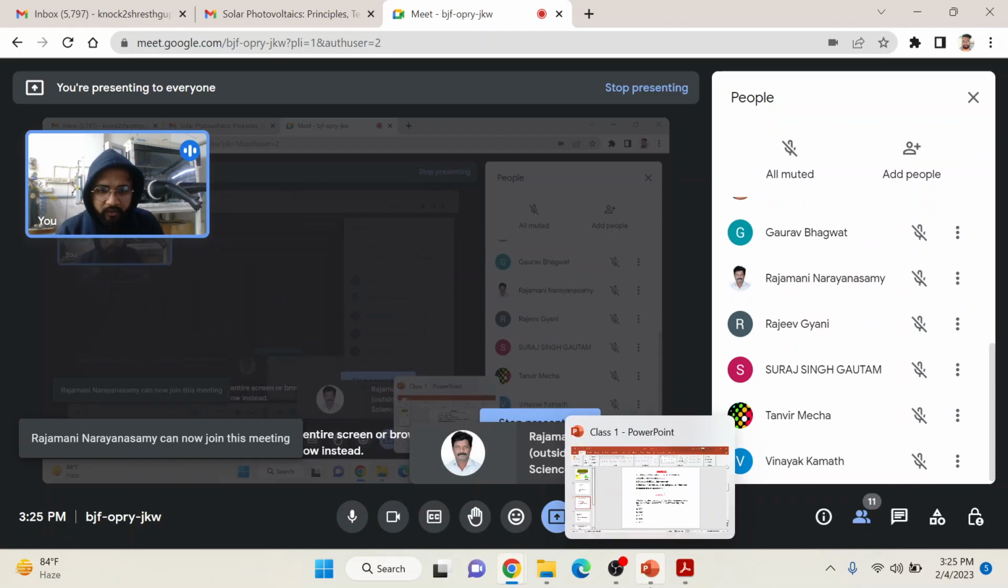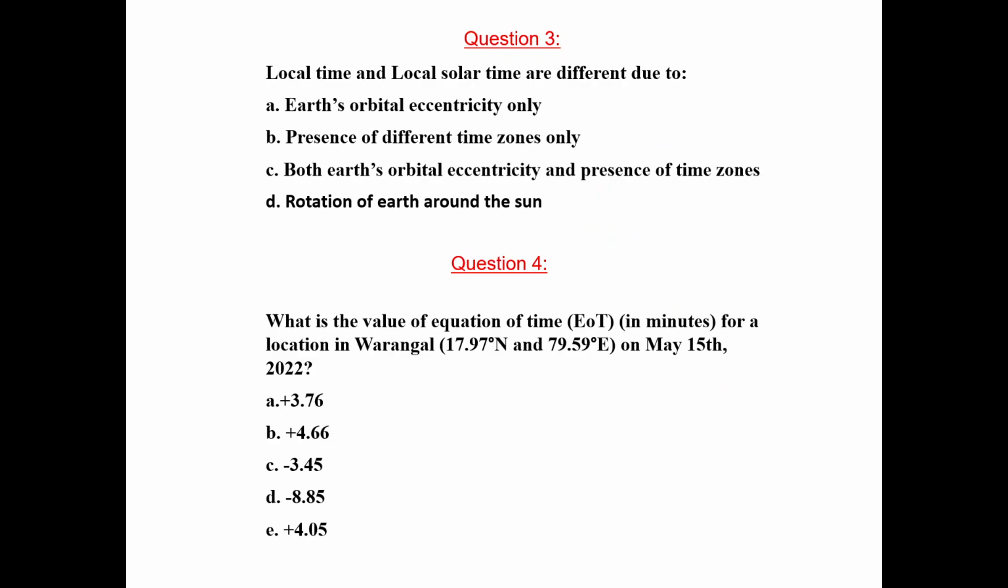Anybody else who wants to answer this question number 3? I'm repeating again. The question is local time and the local solar time are different due to. The options are Earth's orbital eccentricity only, which seems a very feasible option. Second is presence of different time zones. This also looks right. Both Earth's orbital eccentricity and presence of time zones, or the rotation of Earth around the sun. Do you guys really think the rotation of Earth around the sun is somewhere responsible for the difference in local and the local solar time? What is the right option of this question according to you people?